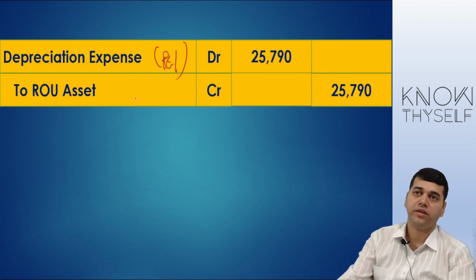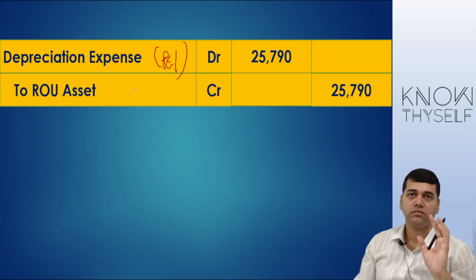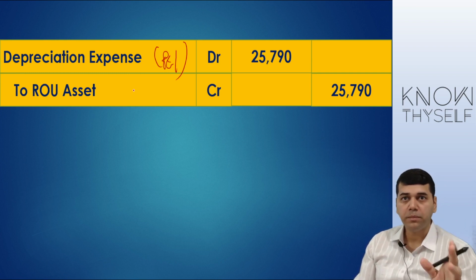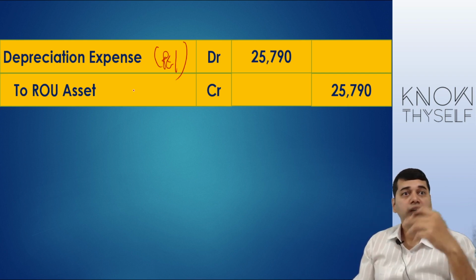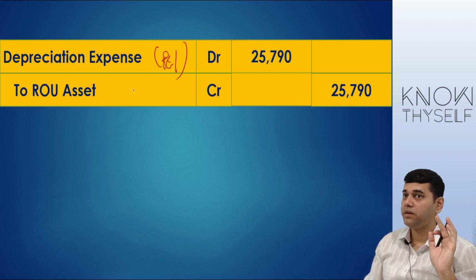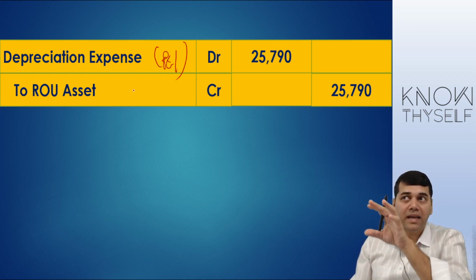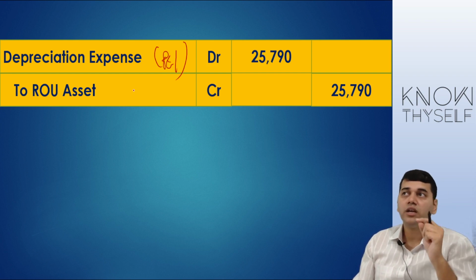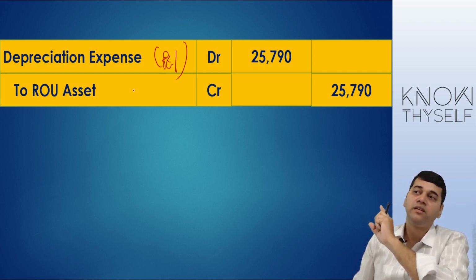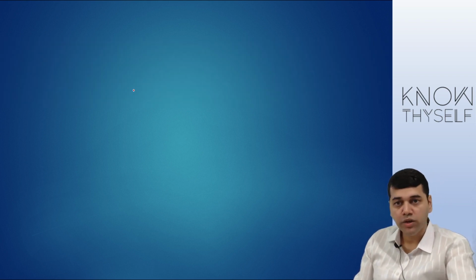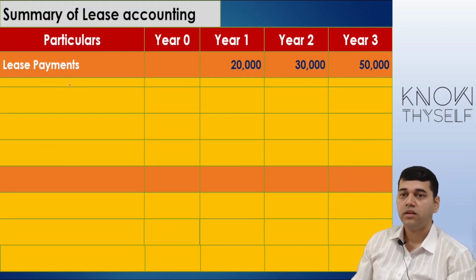Now they will ask you in the examination to pass the entries for the first year and then prepare the summary extract of the balance sheet. Over a period of 5 years, it depends. If they simply say pass the accounting entries, then you pass the same set of entries for the next 3 years. Look at the marks, then decide. If they specifically tell you to prepare a balance sheet extract or summary extract, I have to recollect what you mean by summary extract. Did we solve this type of question? Yes, somewhere I have done a summary extract of the financial statement. So we have to do it: summary of lease accounting, year 0, 1, 2, 3. How much are the lease payments?